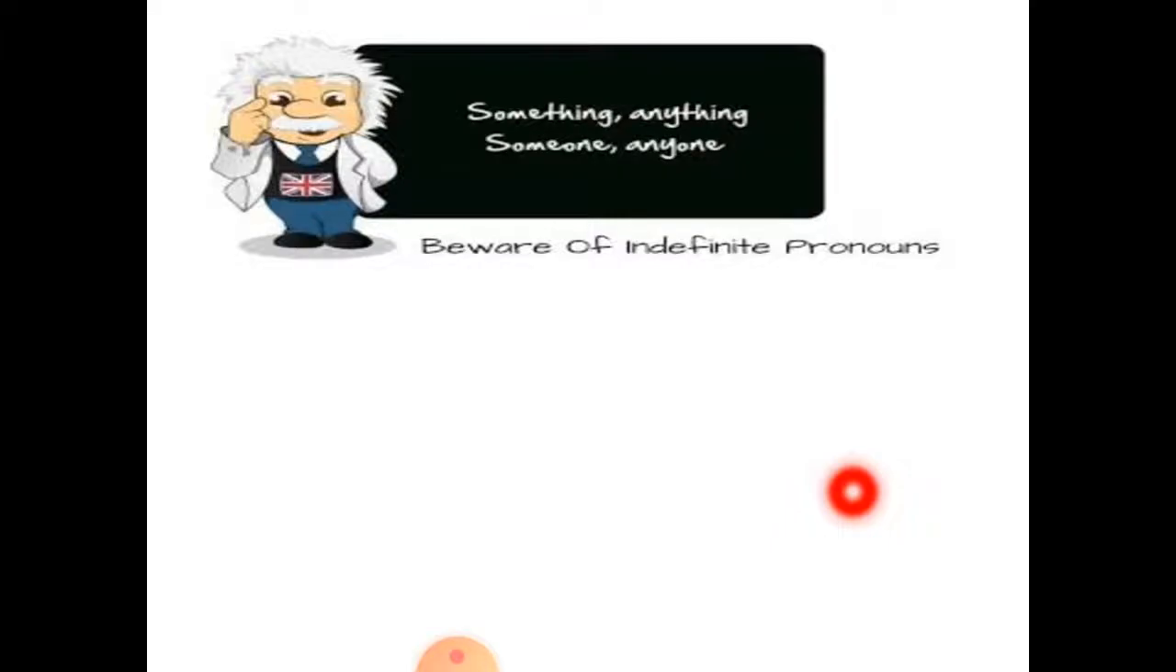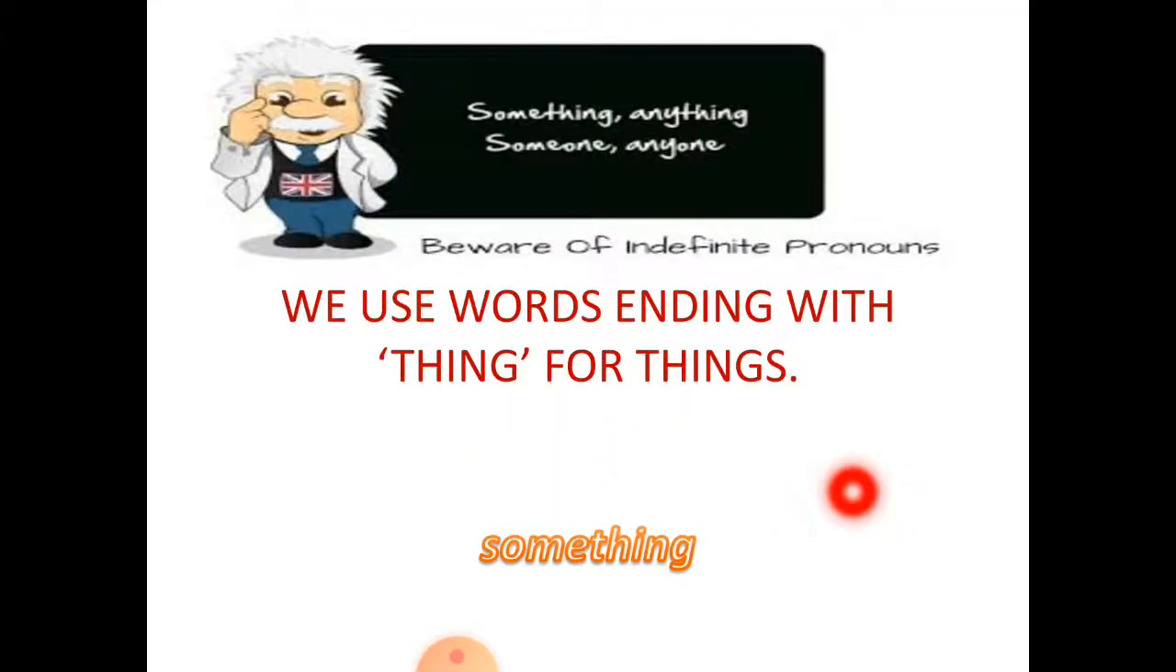Okay, we use words ending with thing for things. When we are referring to certain things, then we use words which end with thing: something, nothing, everything, or anything.